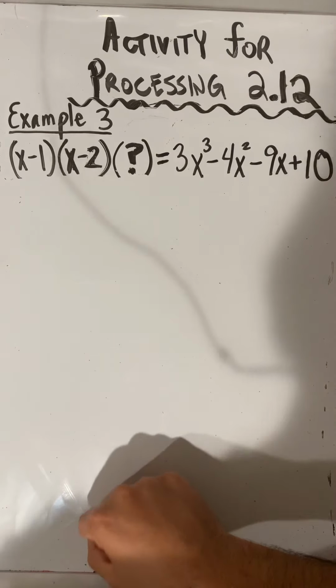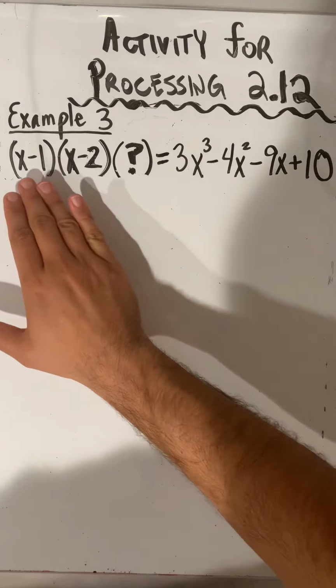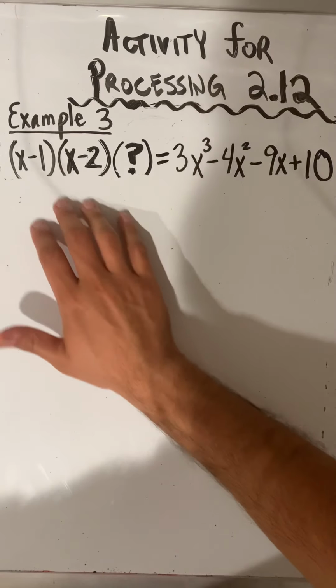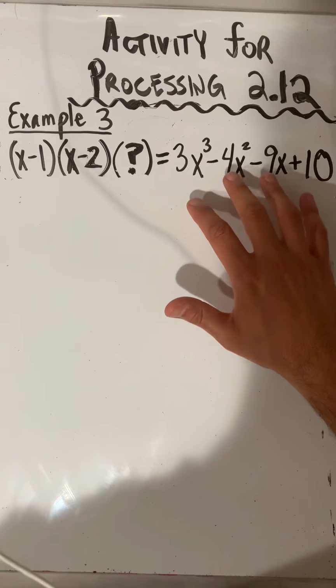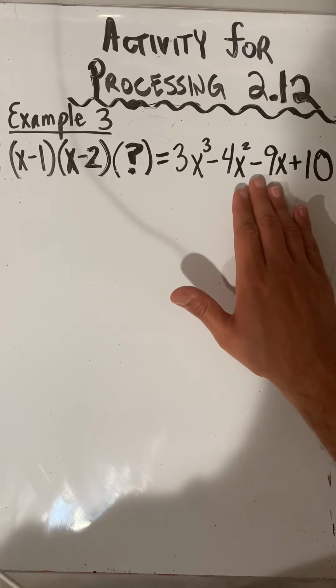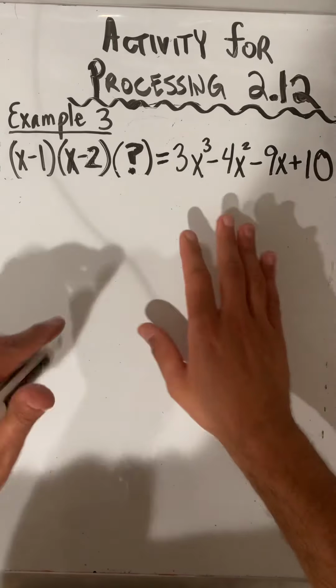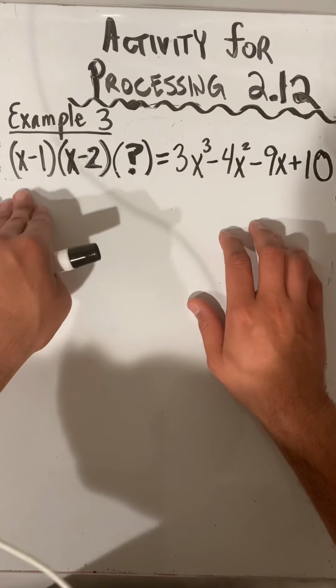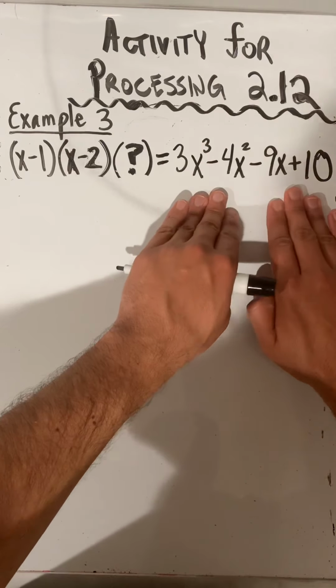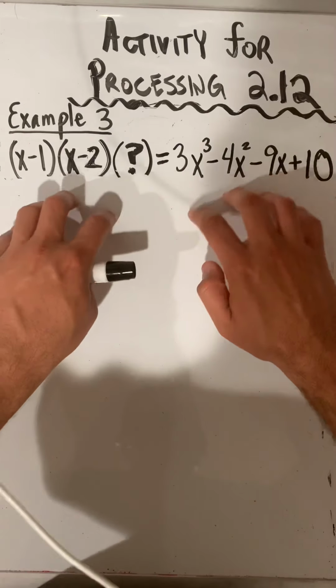Example 3. Now we have three linear factors, which when multiplied will create a product. And that product is this polynomial on the right-hand side of the equation, 3x cubed minus 4x squared minus 9x plus 10. You will notice this time I put the linear factors on the left side of the equation and the polynomial, the result, the product, on the right side of the equation. This is still the same problem.